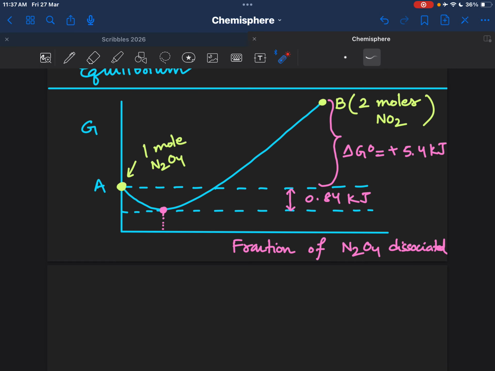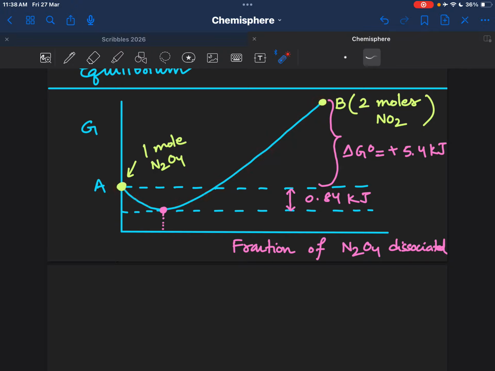Okay, so A is the standard free energy of 1 mole of N2O4. B is the standard free energy of 2 moles of NO2. And any other point between A and B is the free energy of a mixture containing both N2O4 and NO2, because if you remember, in equilibrium we have mixtures of both N2O4 and NO2, right?